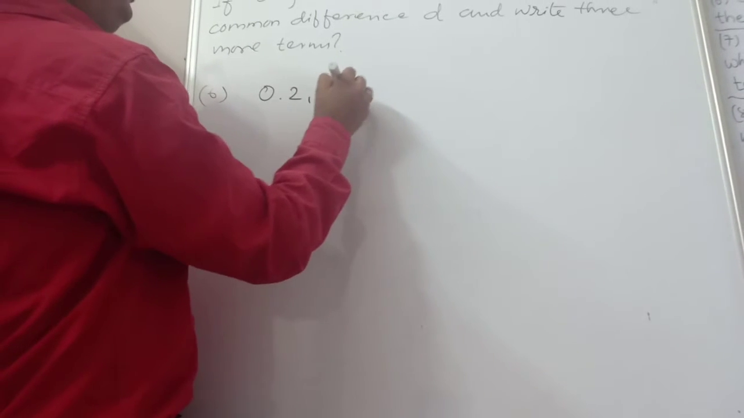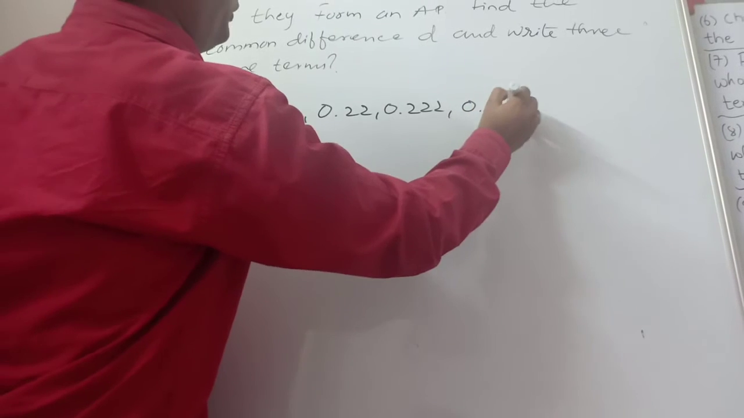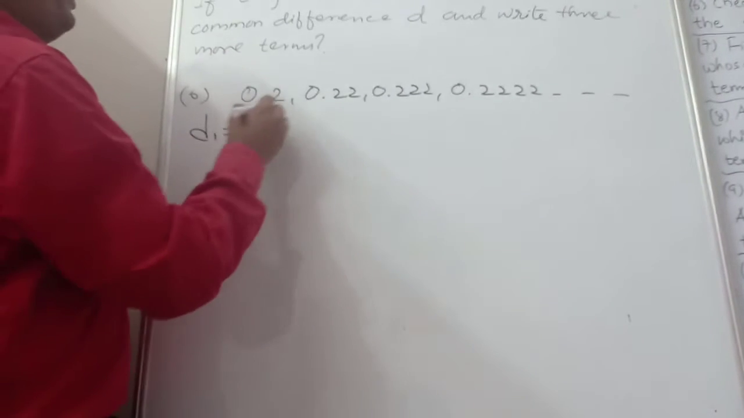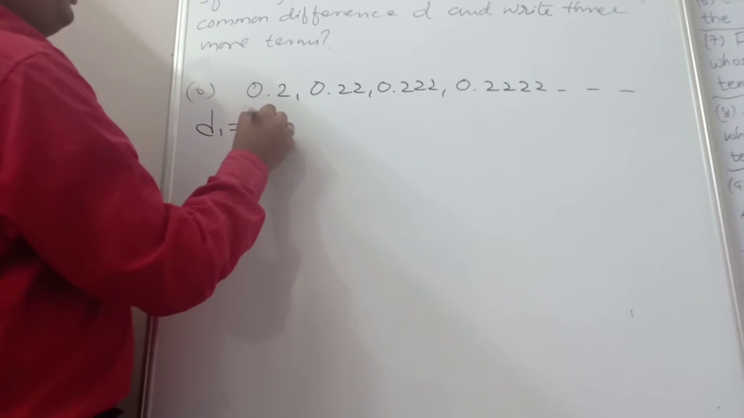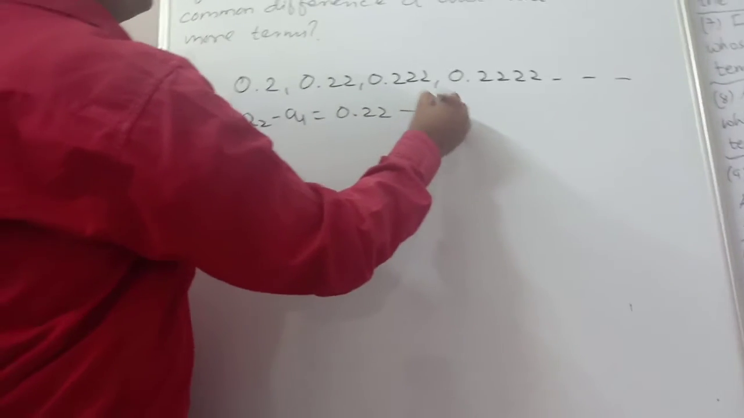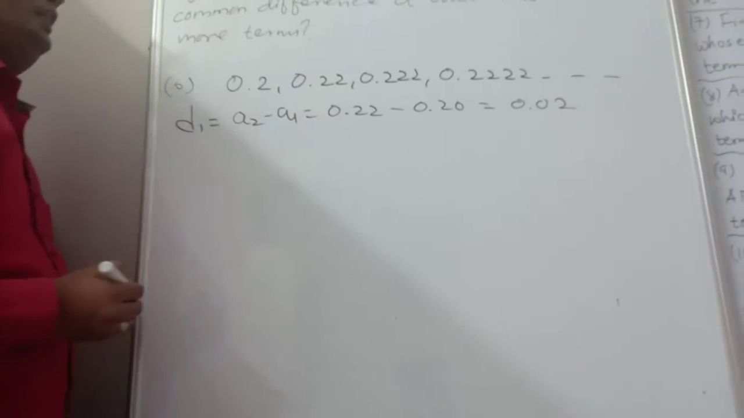Six, 0.2, 0.22, 0.222 and infinity. Okay, first of all, D1. D1 means A2 minus A1, so 0.22 minus 0.20. That means 0.02. Clear?